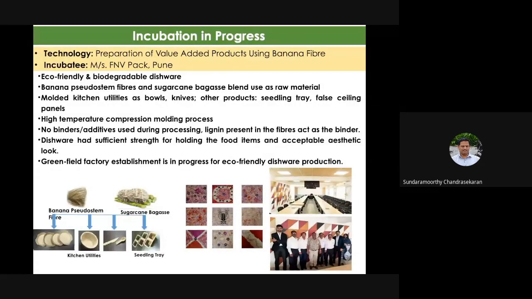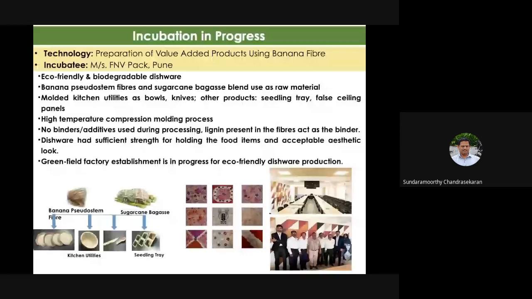So initially he is working on these banana pseudo stem fibers, and he is mixing them to try to make different kitchen utilities. He is also making seedling trays, because presently the seedling trays are made of synthetic materials, which has the problem of decomposition; biodegradability is an issue. So along with our technological input, he is now trying to make different biodegradable seedling trays. And he has also developed, in our collaboration, a bioresin, which also has degradability.